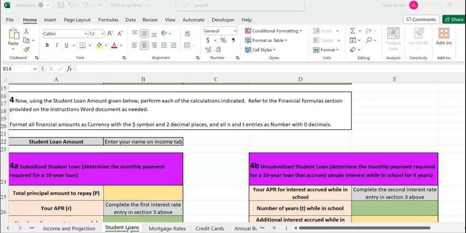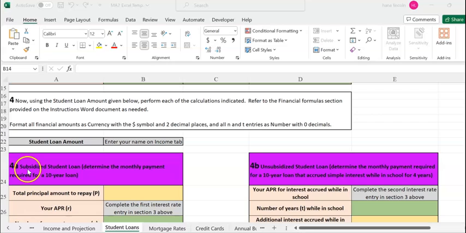As you see over this page, there are two main calculations. The first one is the subsidized student loan, and the other one is the unsubsidized student loan. I'm going to compute the monthly payments for each loan.